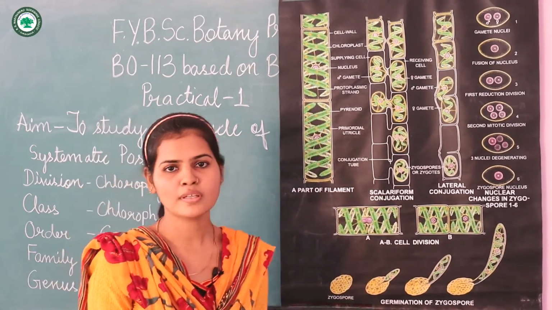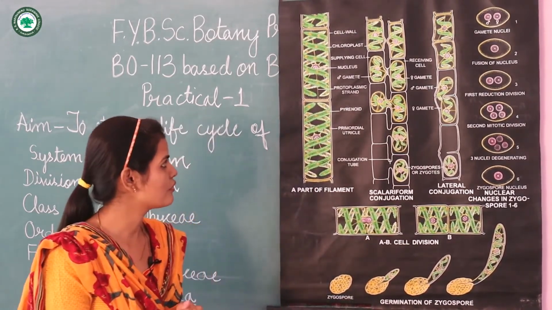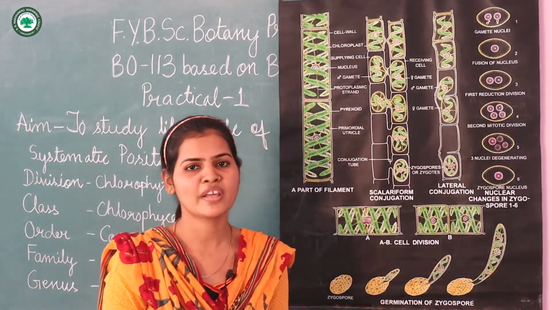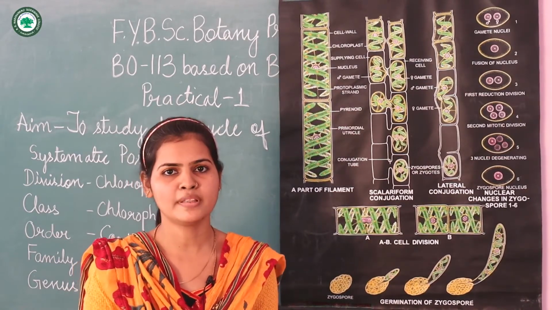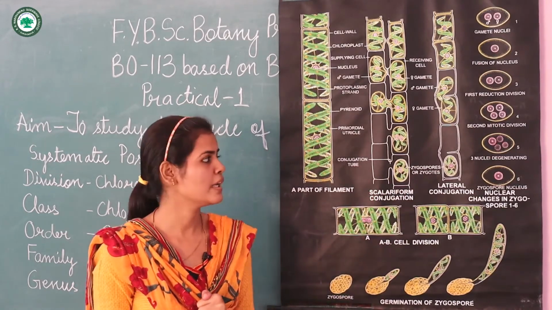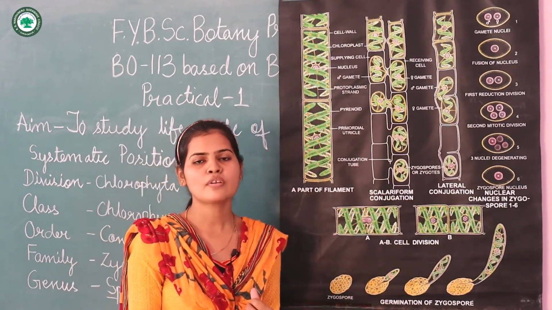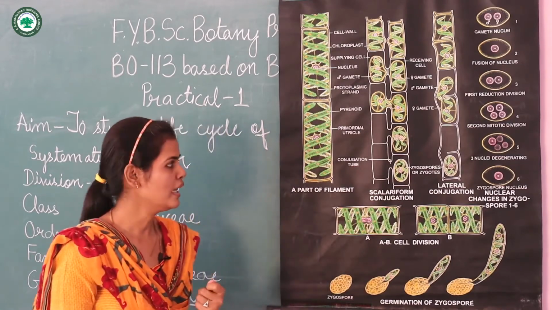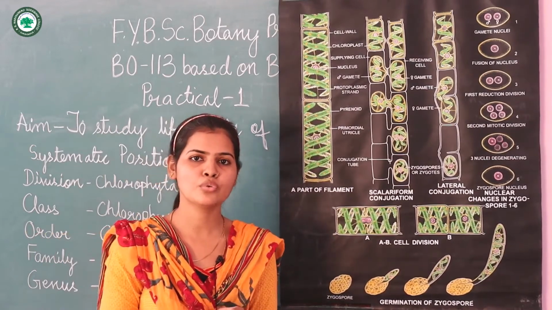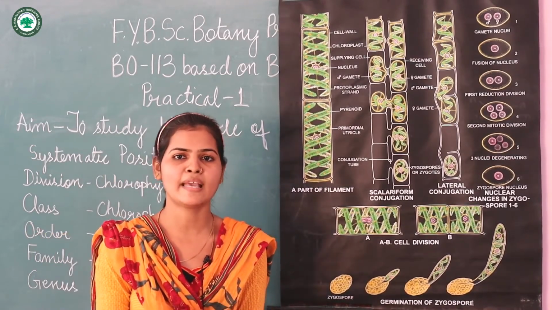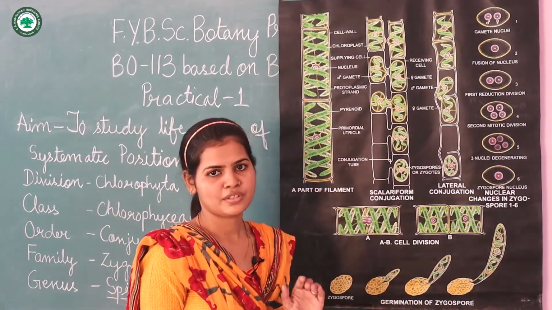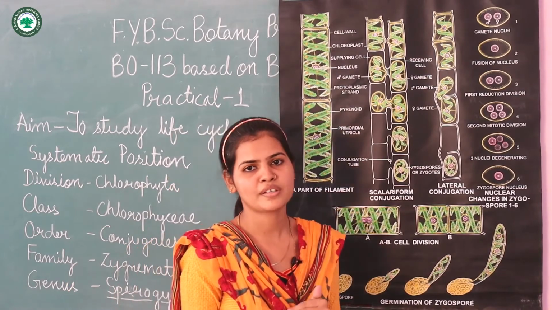Now we will see the reproduction in Spirogyra. Reproduction takes place by two methods, asexual and sexual. Firstly, the asexual method takes place by means of fragmentation. Fragmentation means the filament of Spirogyra breaks down into two pieces. The separate fragments then act as a new plant body. So that is asexual reproduction. Now next is sexual reproduction.